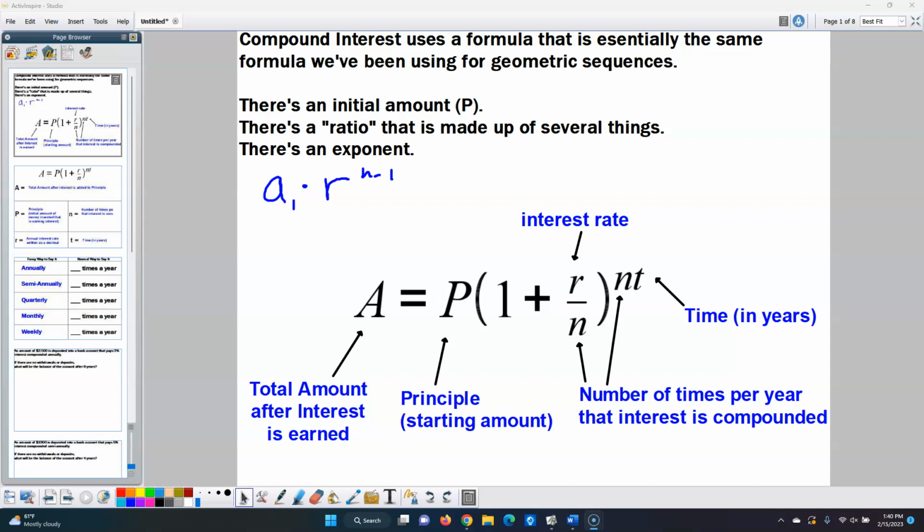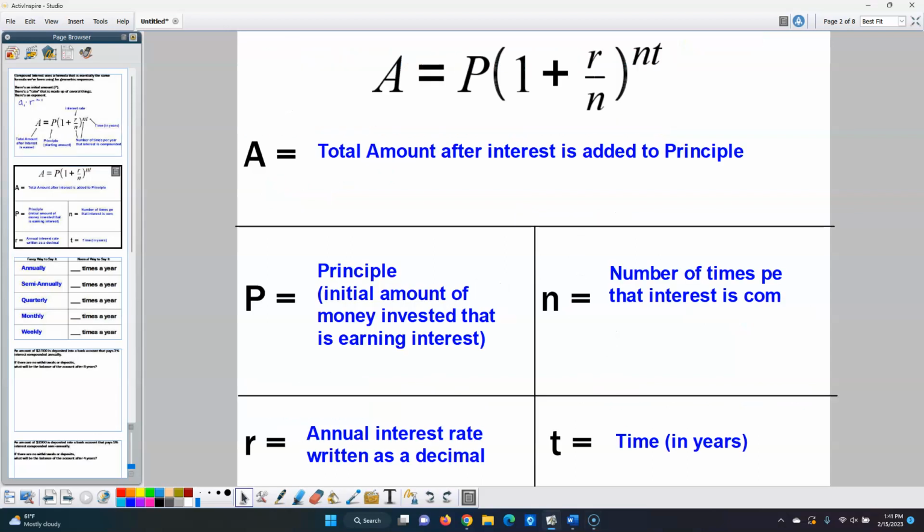Number of times per year that interest is compounded. So if it's monthly, we're going to put a 12 down there. If it's quarterly, we're going to put a 4 down there. And if it's annually, we're going to put a 1 down there. We'll talk about that in just a second. Time in years, so however many years we're going to invest this money. Push pause. Copy that down.